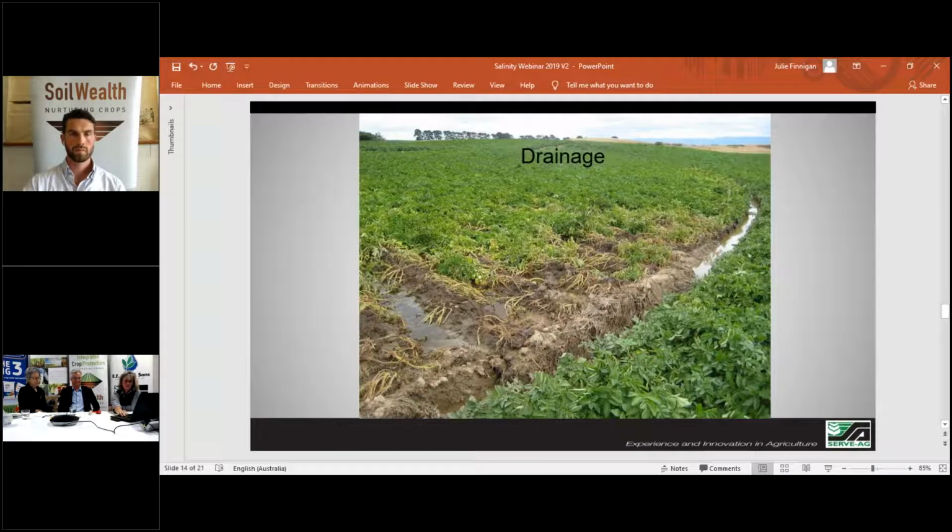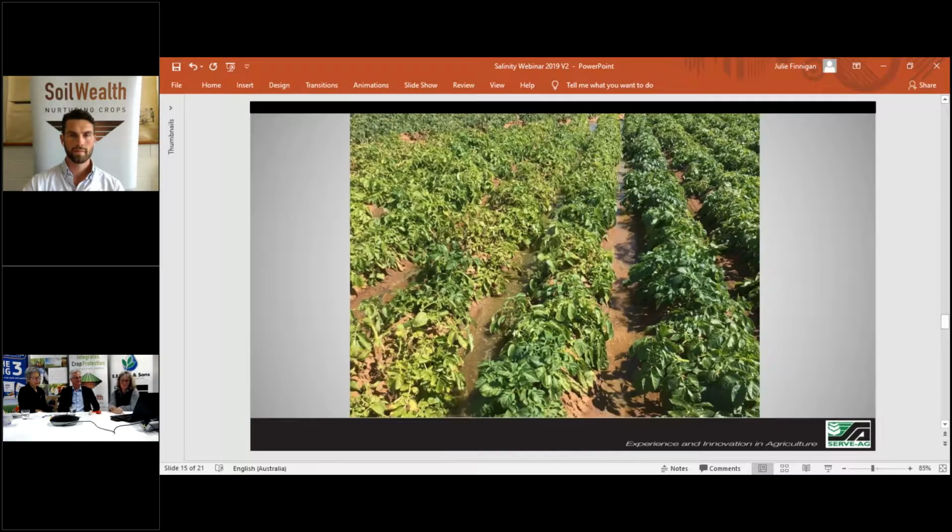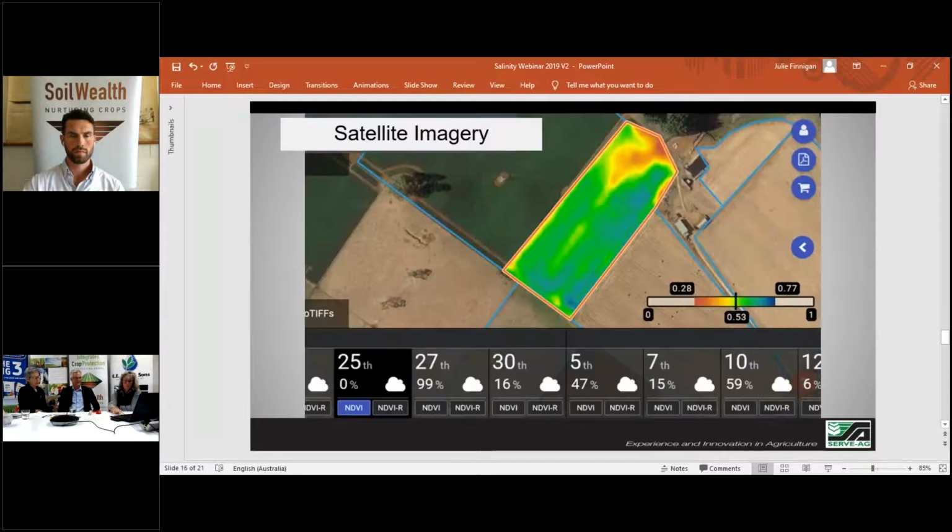Absolutely. Certainly if crops are improperly drained, it can make a big difference to our crop productivity. One of the other things I wanted to touch base on is the use of satellite imagery.